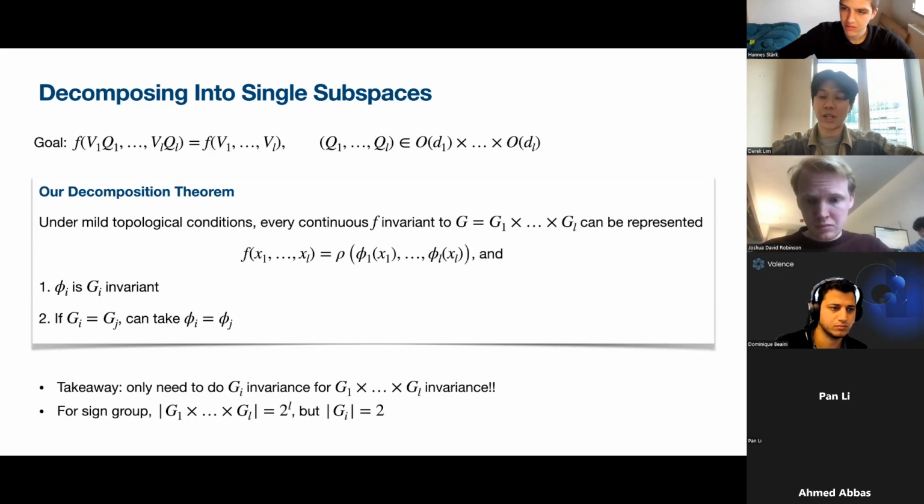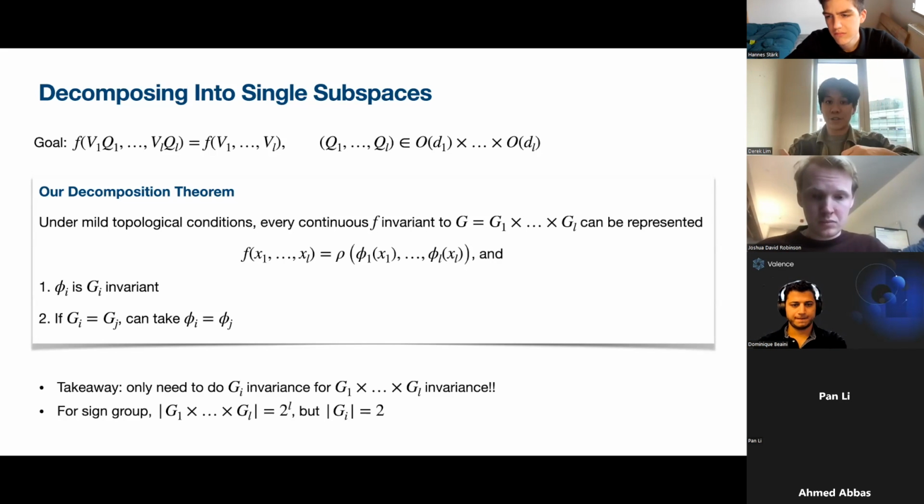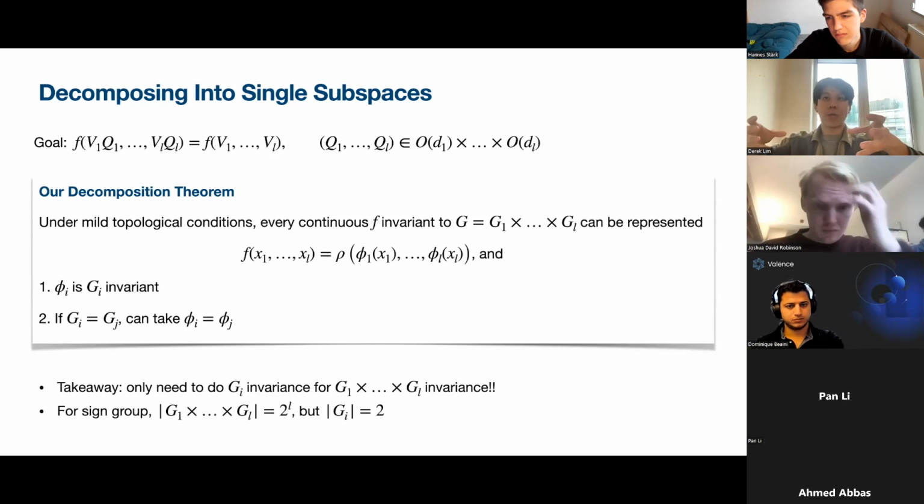Also, the second result of our theorem is really important. It says that if GI equals GJ, that is, two of these symmetries are the same, then you could take phi I to be equal to phi j. So whenever you have the same symmetry, you could process it in the same way, okay?